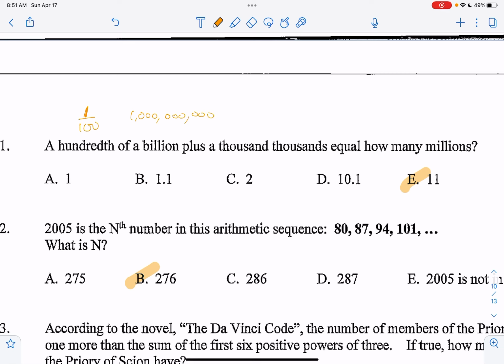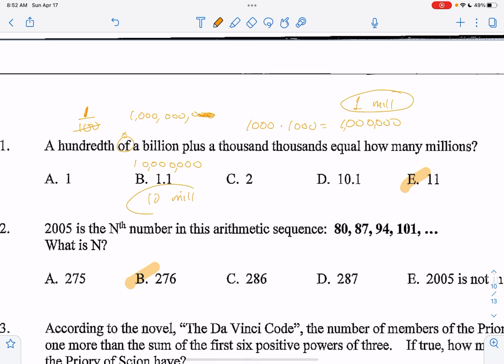So if you multiply these two, because "of" means multiply, you cross out 2 of the zeros, and you end up with 7 zeros, so that's going to be 10 million. Now you have 1,000 thousandths, that's 1,000 times 1,000, which is equal to 1 million, with 6 zeros. So you have 1 mil plus 10 mil, that's choice E, 11 millions.